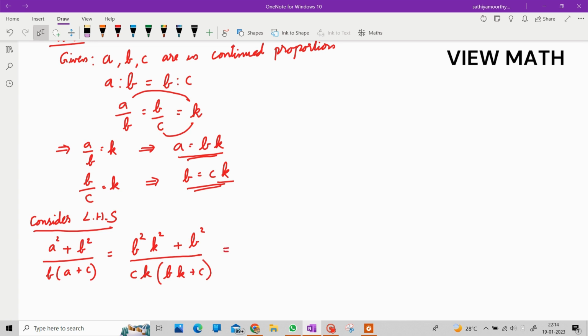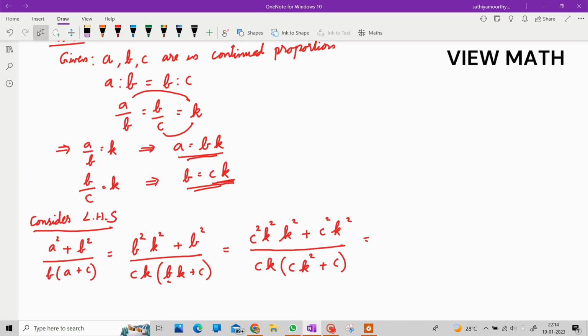This is equal to, b is nothing but ck, so I substitute ck. So b square becomes c square k square, and already one k square is there, so k square plus b square is c square k square, divided by ck. Again the b value is ck, and already one k is there, so it becomes k square plus c.